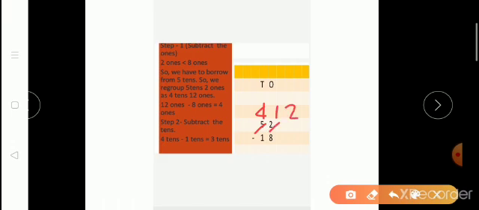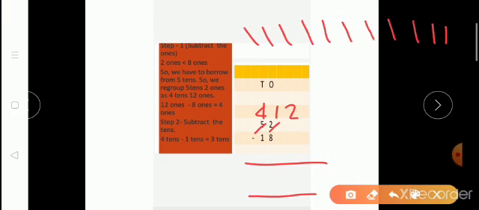Now students, we will subtract the digit at ones place. So we will subtract 8 from 12. First we will draw 12 lines. 1, 2, 3, 4, 5, 6, 7, 8, 9, 10, 11, 12. Now we have to subtract 8. How many lines will we cut? We will cut 8 lines. 1, 2, 3, 4, 5, 6, 7, 8. Students, how many lines are left? 4 lines are left. So we will write 4 in the ones column.